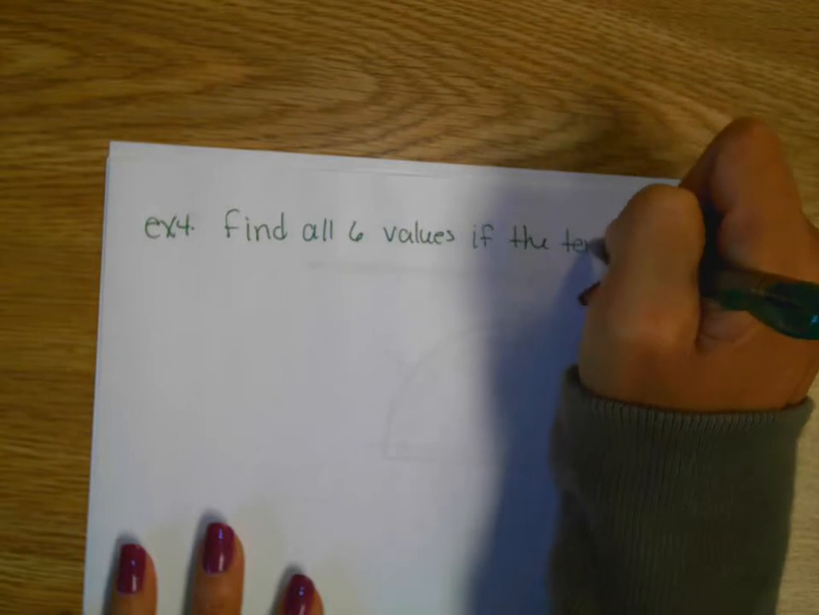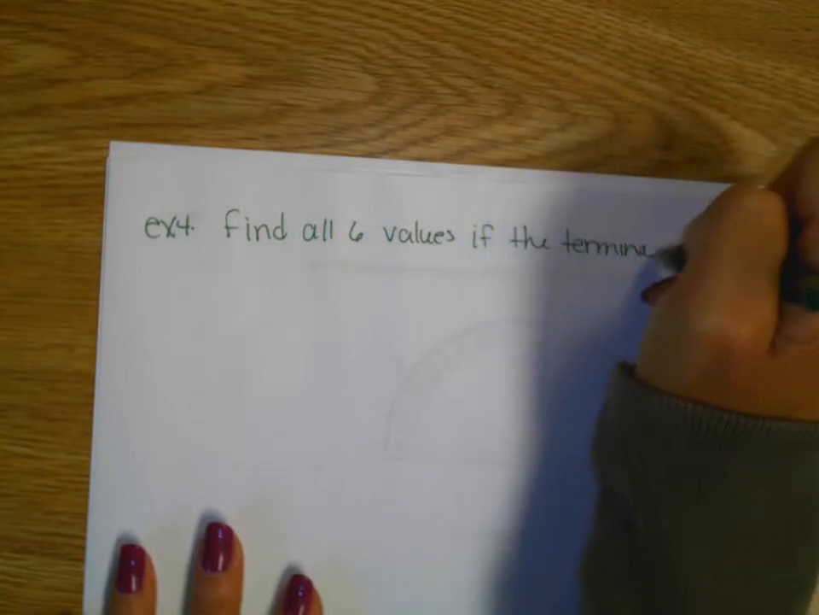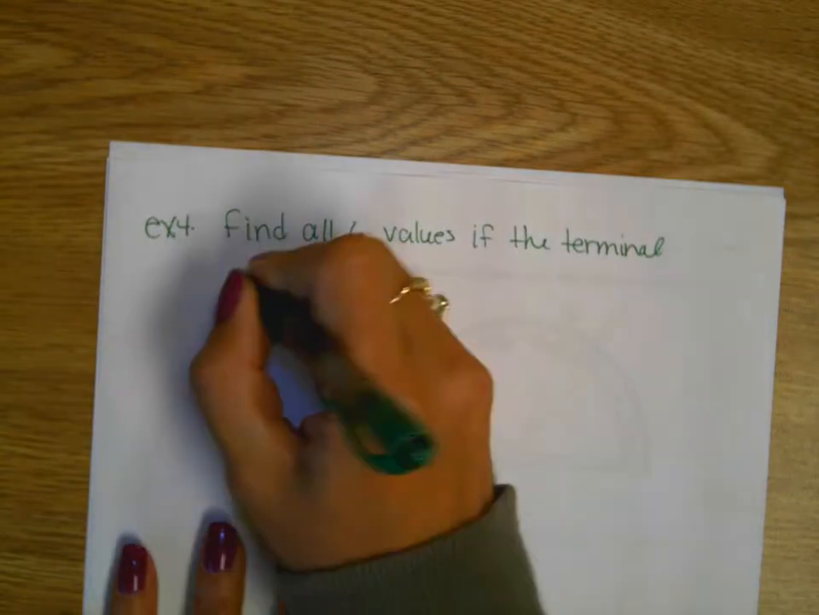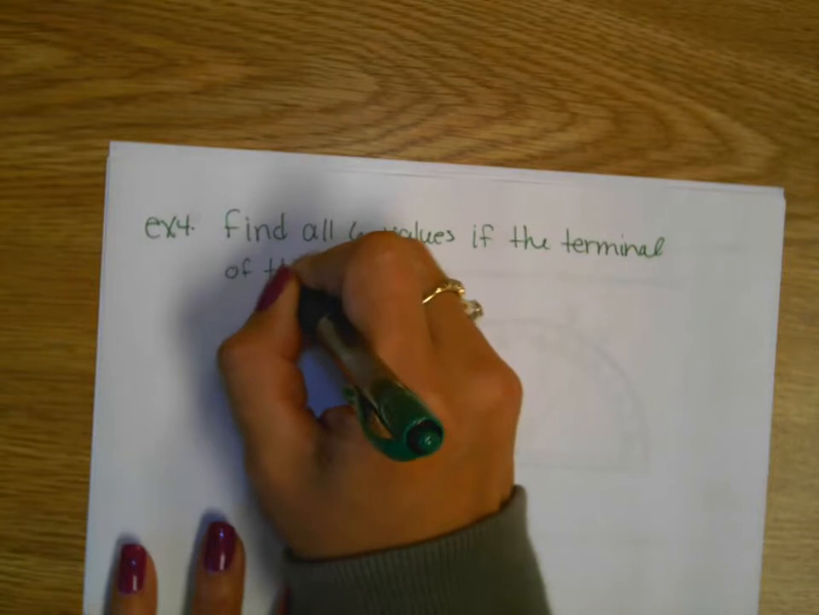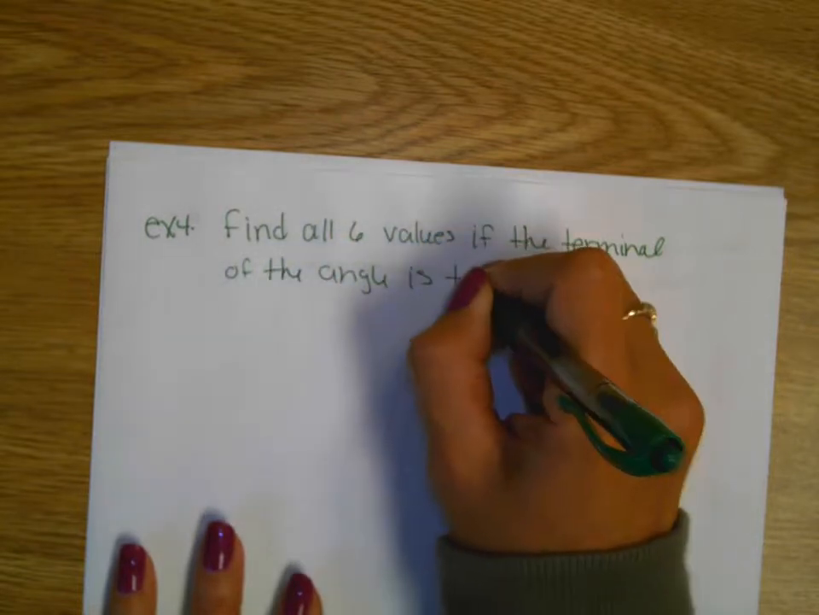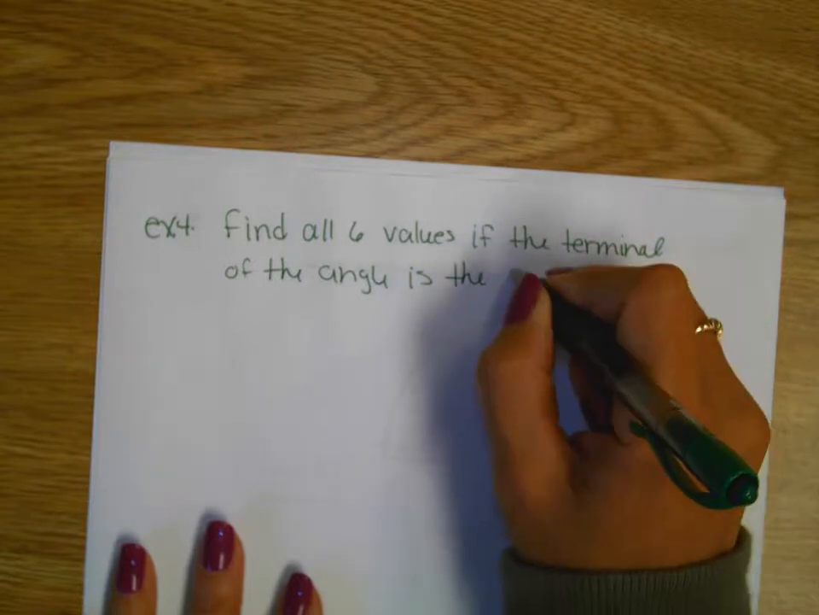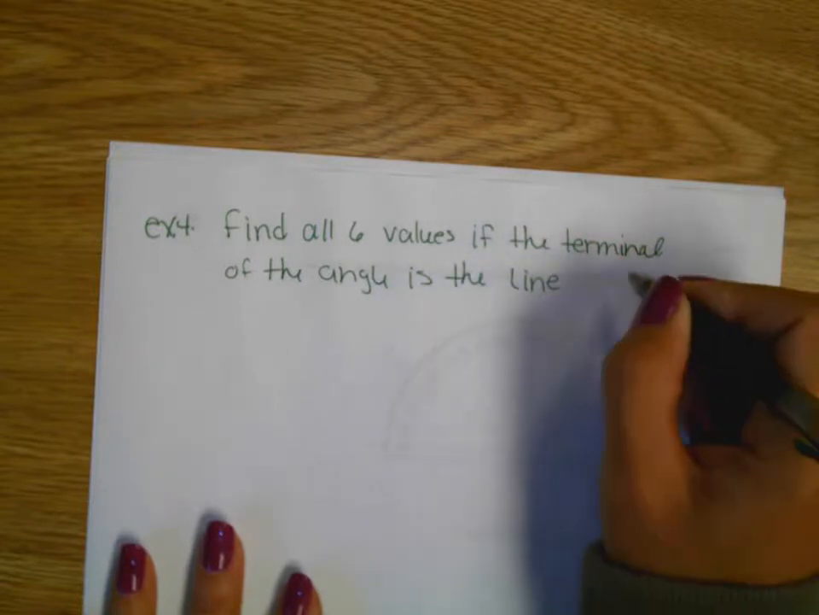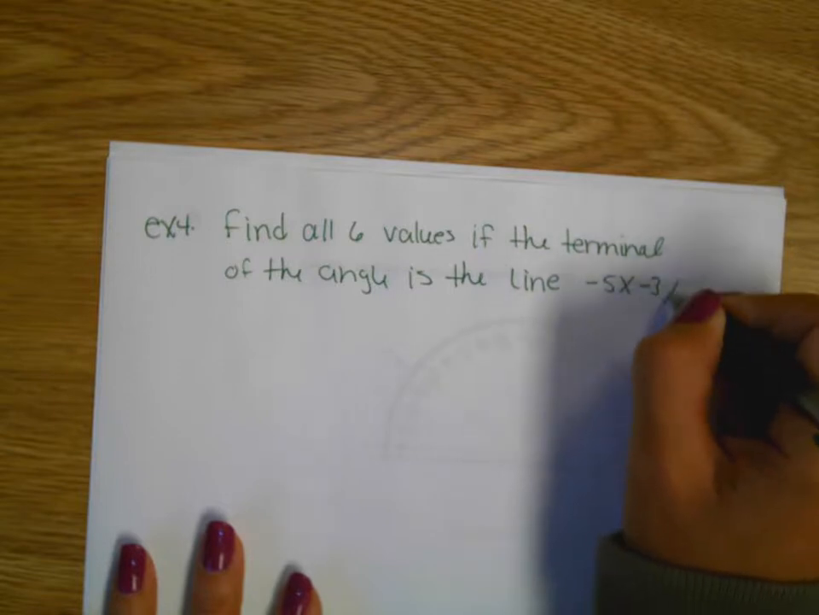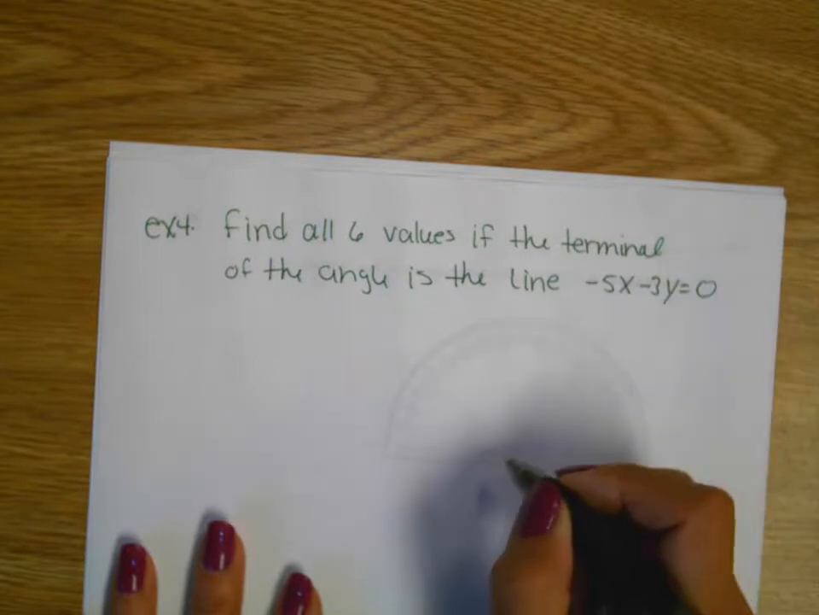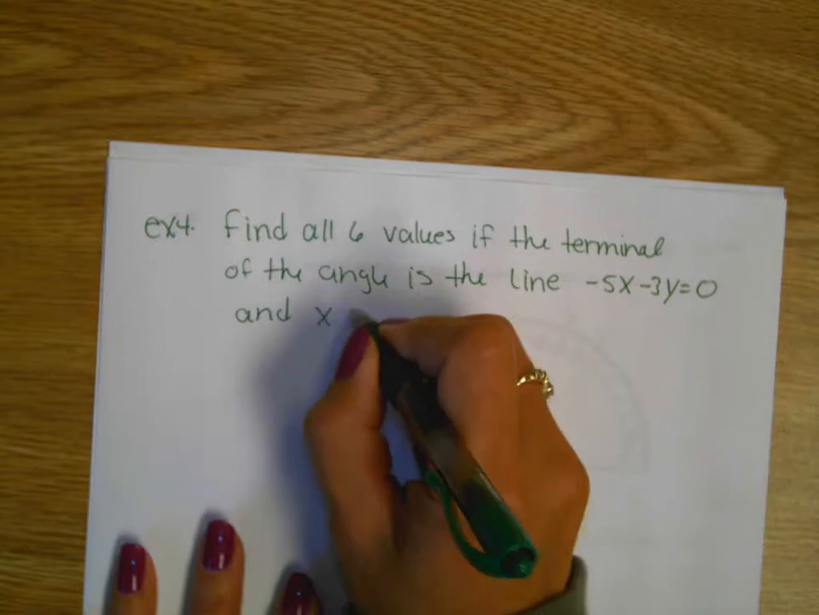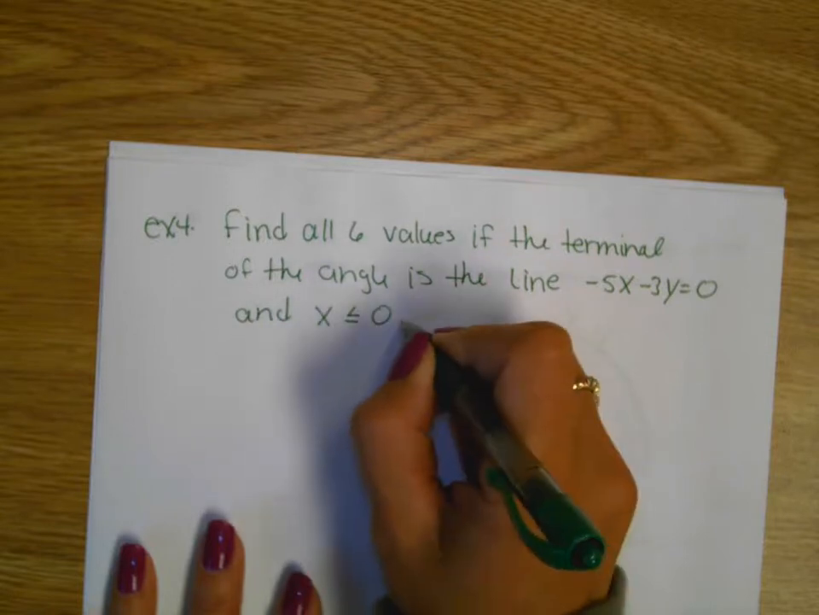If the terminal side, remember that's where it stops, it terminates the rotation. If the terminal side of the angle is the line negative 5x minus 3y equals 0, and I also know that x is less than or equal to 0.